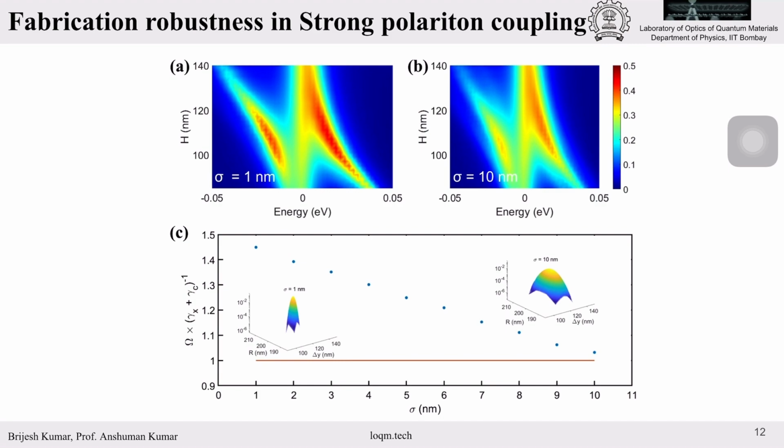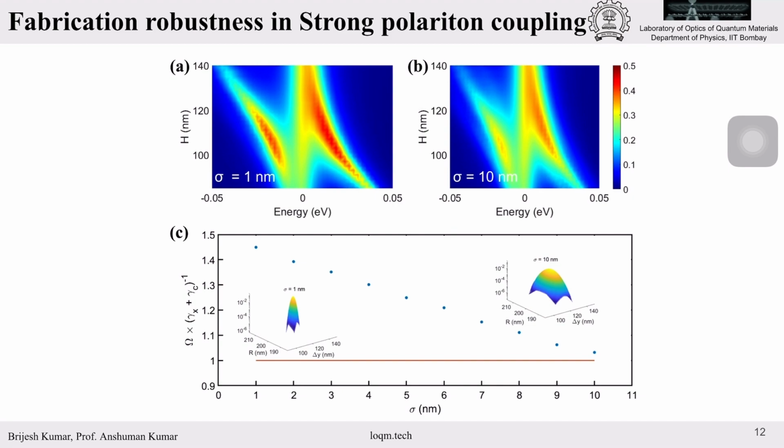So we did the same simulation with the cavity only, and then with the monolayer also. Then we plotted this. Omega is the Rabi splitting, the maximum splitting between these two polaritons. We say here that for a deviation of 10 nanometers we are still getting polariton coupling, because this condition still holds: omega upon gamma_x plus gamma_c should be greater than 1.